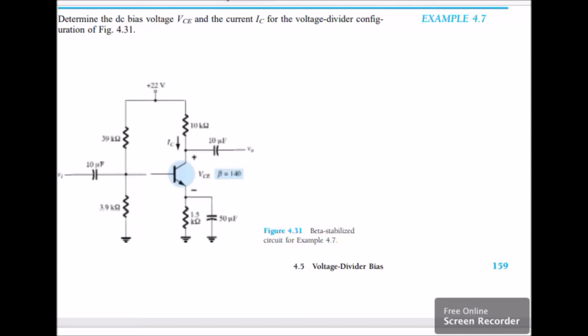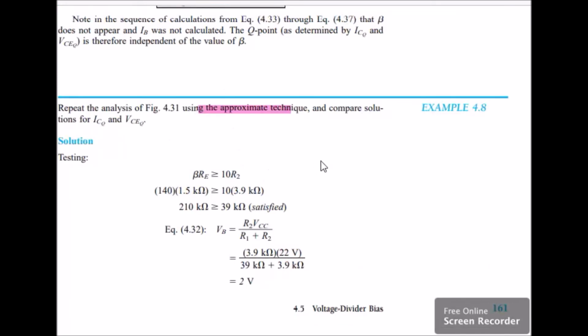Na-simplify na siya. Okay? But again, that is only applicable kung nasatisfy yung previous na sinabi kong condition. So just like here sa example na to, basahin nyo na lang ha. Nasatisfy, kasi yung una niya sinolve is tinest niya muna if your beta RE is greater than or equal to 10 R2. Okay? Kasi sinolve niya, nakakuha siya ng 10 kilo ohms. It is greater than 39 kilo ohm, na satisfied. Then, pwede na siya mag-proceed into approximate solution.